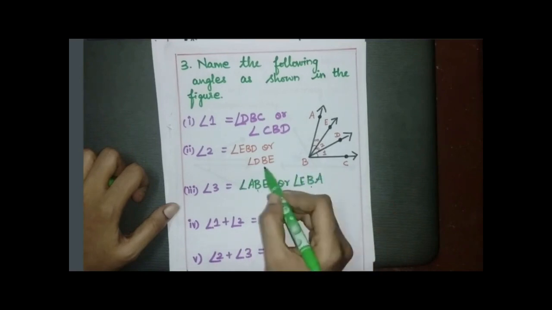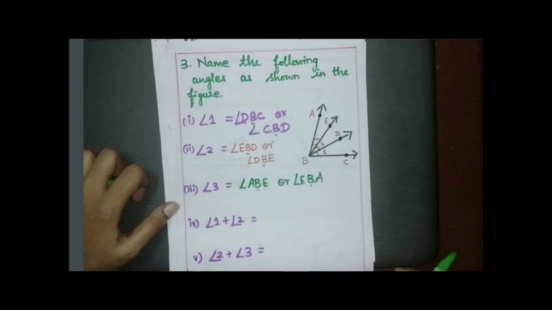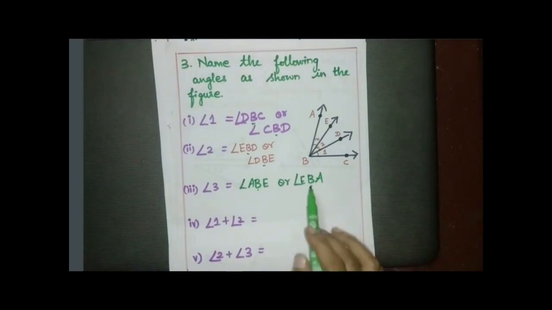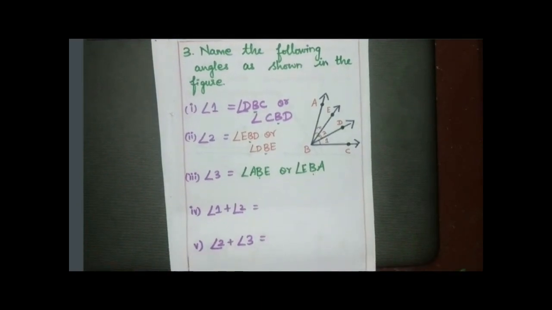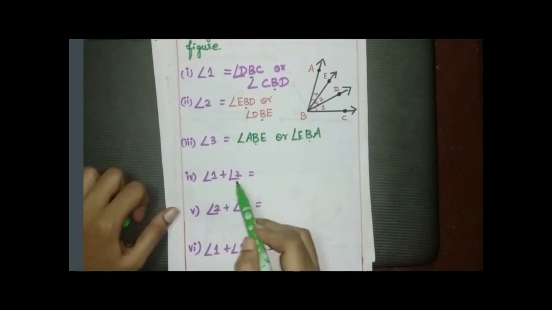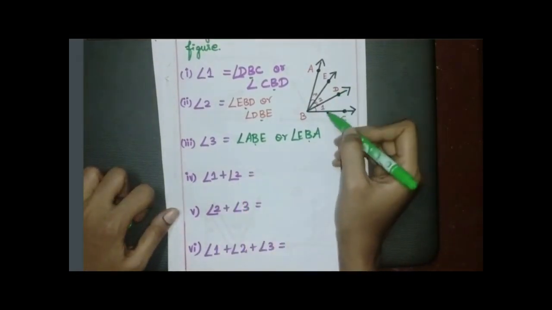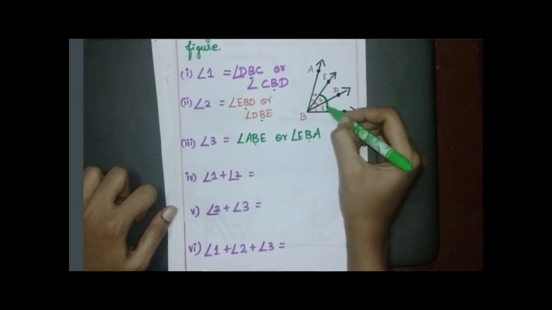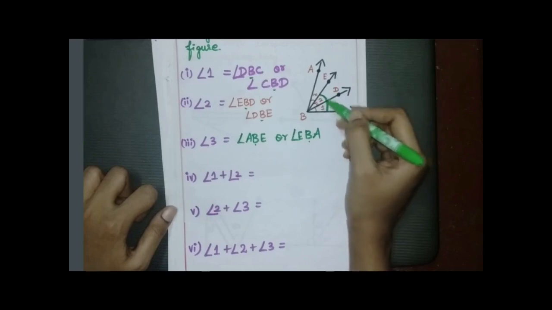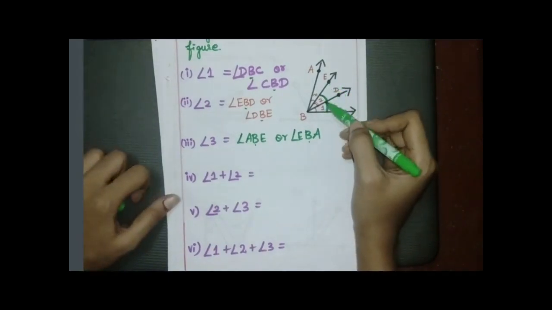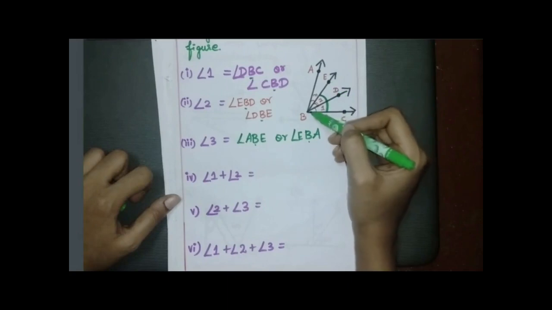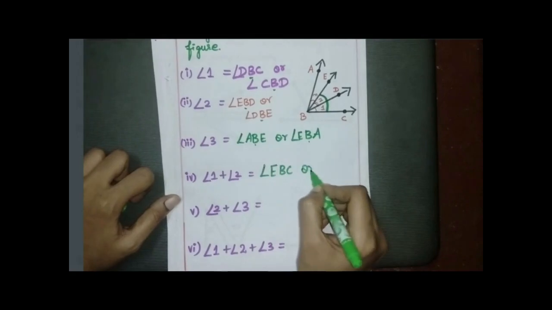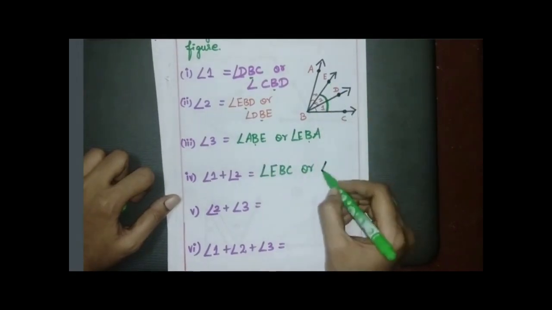The angle must be in the middle. So I am writing B in the middle because in B only we are having 3 angles, 1, 2 and 3. So the angle must be in the middle. Next one, angle 1 plus angle 2. You have to write the name of this angle, angle 1 and 2 together. So angle 1 plus 2 is nothing but EBC. Angle EBC or CBE.